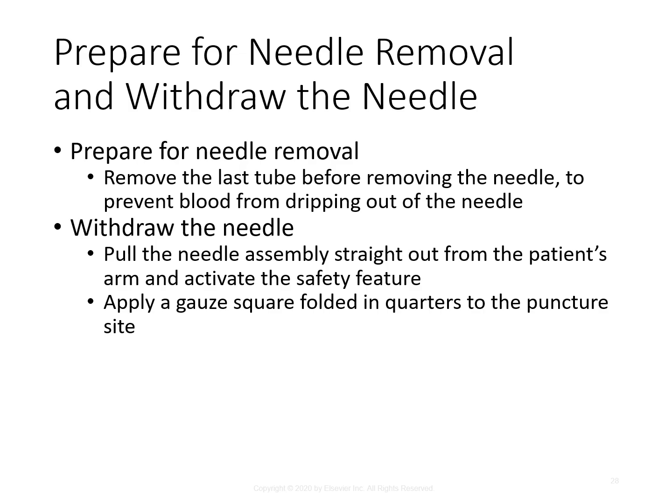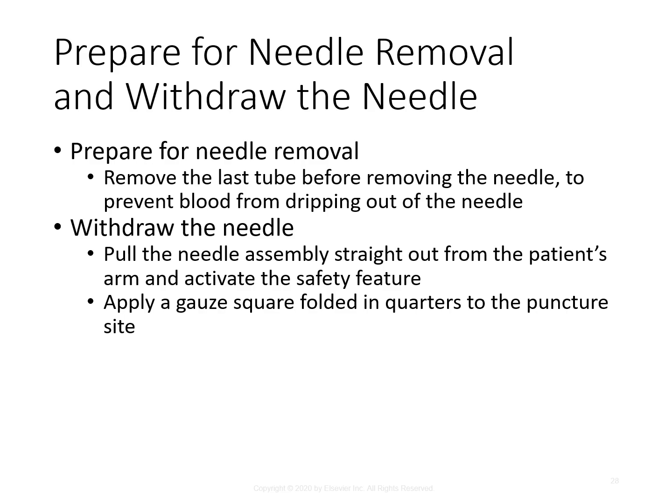Preparing for needle removal and withdrawal of the needle. You're going to remove the last tube before removing the needle to prevent blood from dripping out of the needle, because it'll still have that suction on it if you keep the tube connected. To withdraw the needle, you're going to pull the needle straight out of the patient's arm and activate that safety feature. You're going to apply a gauze square, generally folded in quarters, to the puncture site, and that will help keep the blood in where it needs to be.